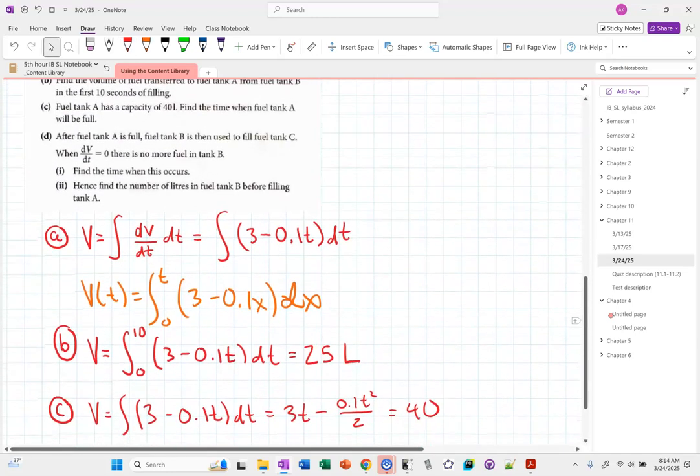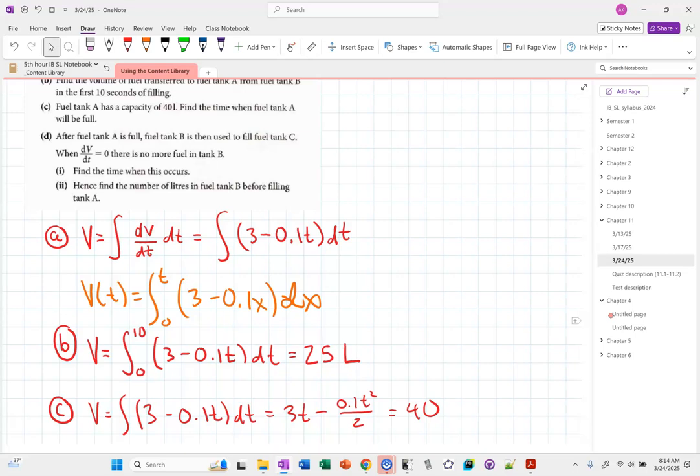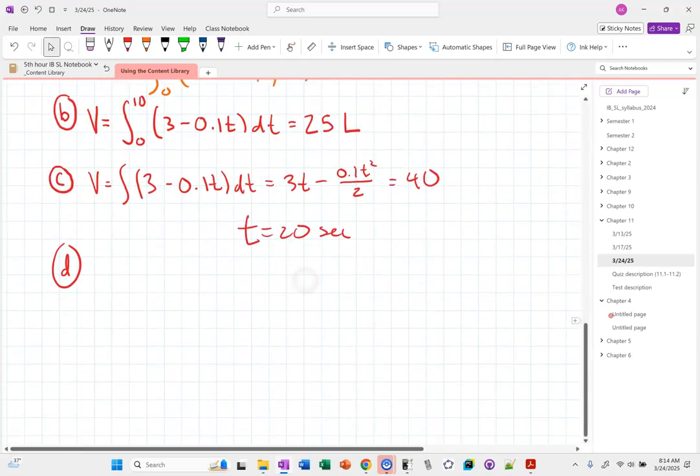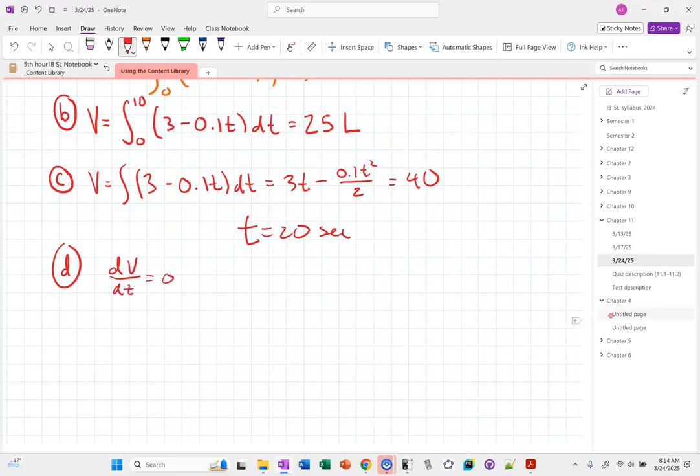Part D says after fuel tank A is filled or is full, fuel tank B is then used to fill fuel tank C. When dV/dt is equal to 0, there is no more fuel in tank B. Find the time when that occurs. Well, it tells us we need to solve for dV/dt equal to 0. So when I do that, I get 30 seconds.